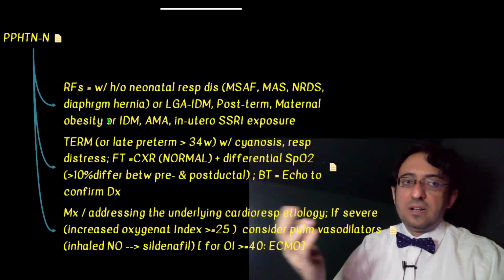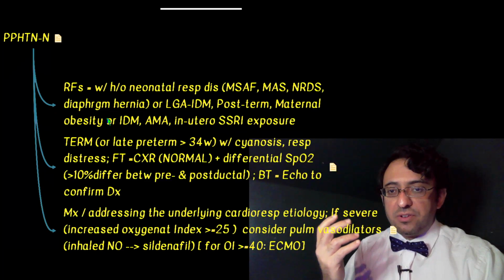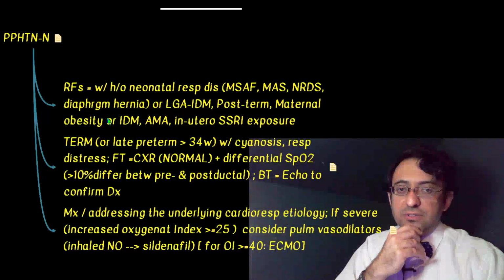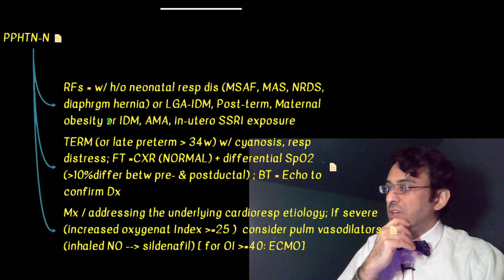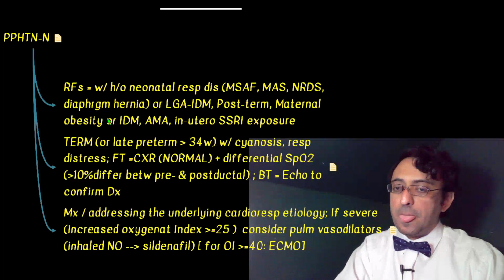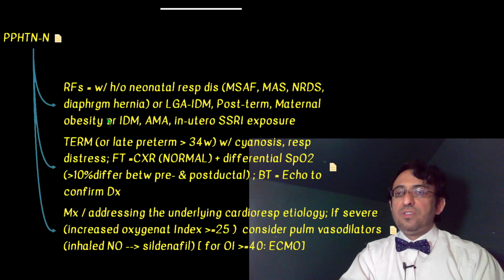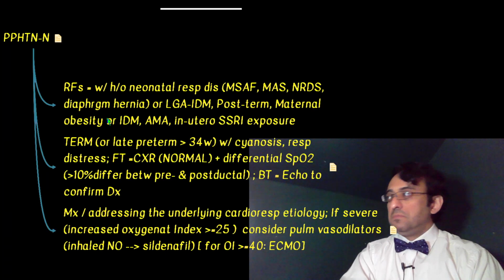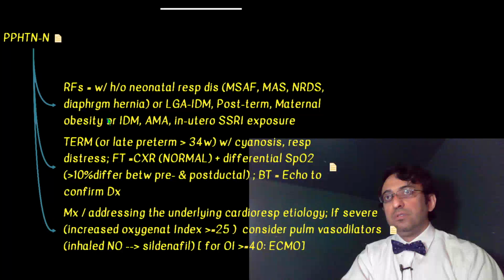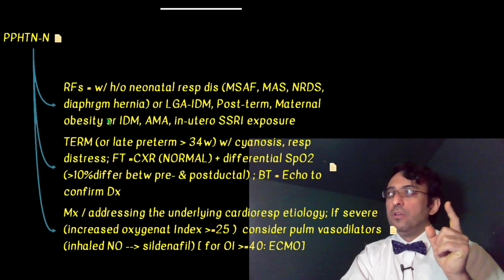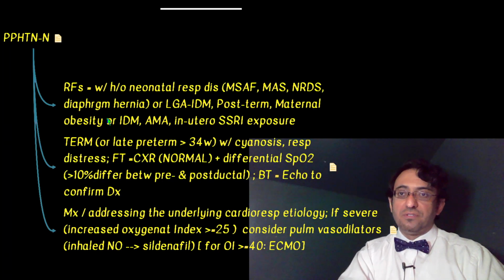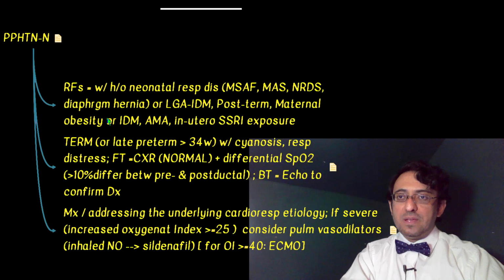Again, what's the clinical manifestation? We have a term infant with the given risk factors who has respiratory distress and/or cyanosis. What is the workup in pHTN? Well, similar to other conditions with respiratory distress of newborn, we start with chest x-ray. What is the chest x-ray finding? Chest x-ray is normal. I cannot emphasize enough on this. What is the next step in the assessment, and what's the best test?